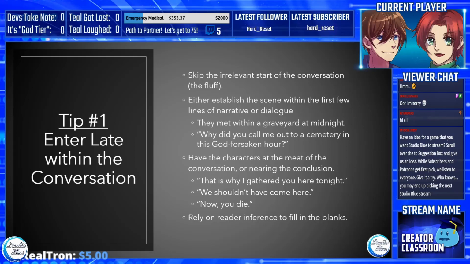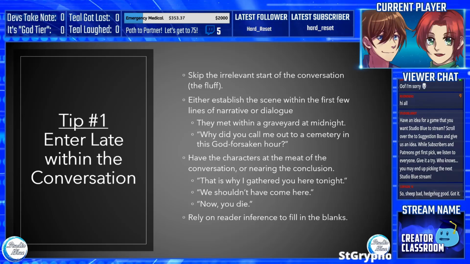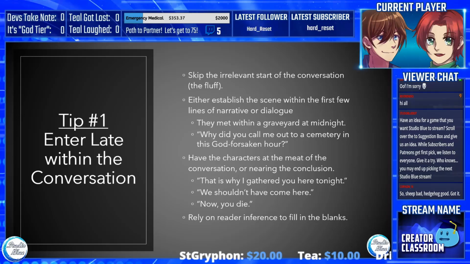So either establish the scene within the first few lines of narrative or dialogue, or start in the meat of the conversation. Sheep bad, hedgehog good. Got it. Yes.